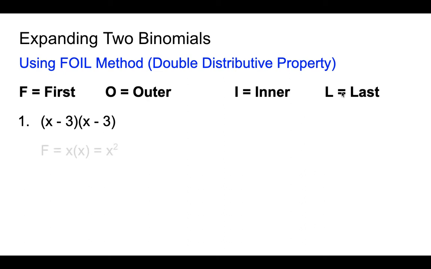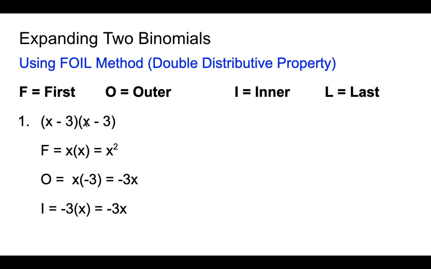So let's do this step by step. The first terms in each binomial are x and then x. So x times x is x squared. The outer terms are this term and then this term. So x times -3 is -3x. The inner terms are the two that are sandwiched in the middle. So -3 times x gives you -3x. And then the last terms is -3 times -3.